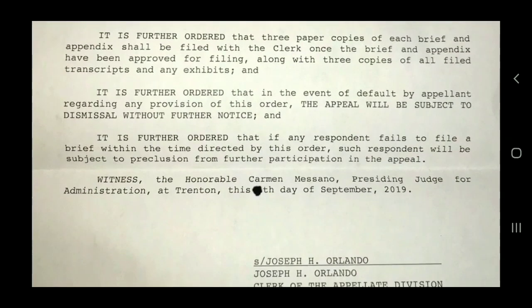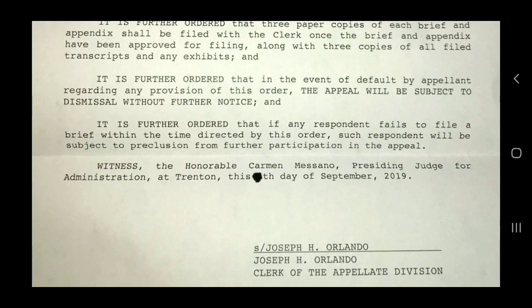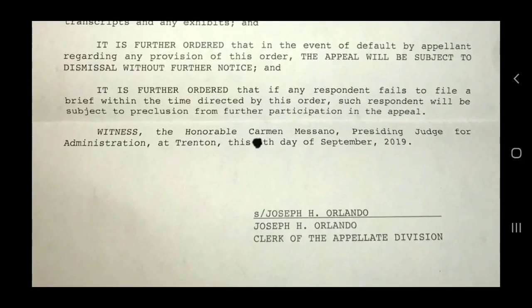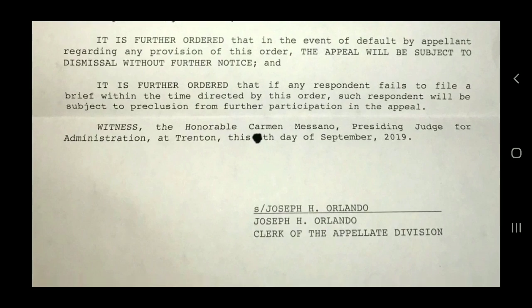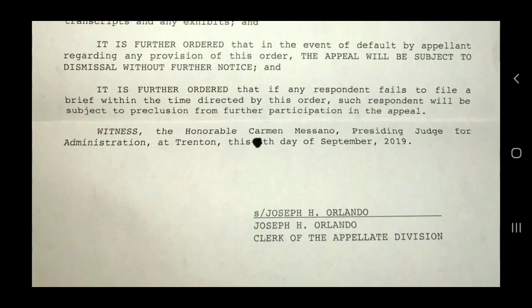But let's continue. It states, along with 3 copies of all filed transcripts and any exhibits. And it is further ordered that in the event of default by the appellant regarding any provisions of this order, the appeal would be subject to dismissal without further notice. You see what I mean? So they will dismiss your case if you do not do everything to a T. So you must follow the rules of civil procedure when dealing with an appeals case, okay?